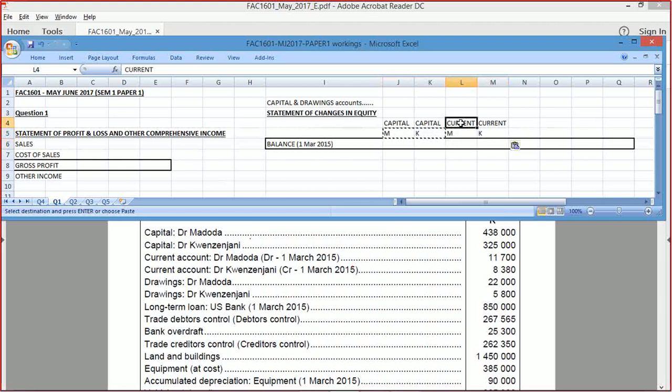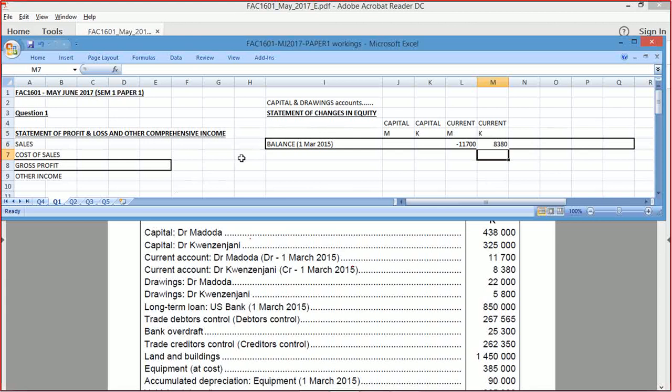Okay, so there's M, there's K. M had a debit or credit balance? A debit. Good or bad? Bad. So you need to show a negative here, and negatives are in brackets. 11,700. K had a credit balance. Notice 1st of March tells you this is the opening balance. So you've got 8,380 there.